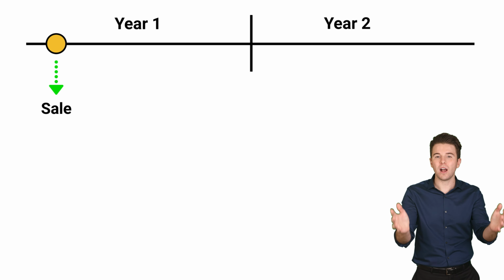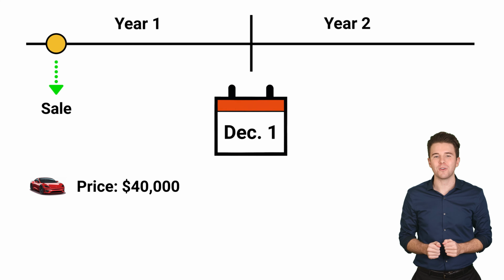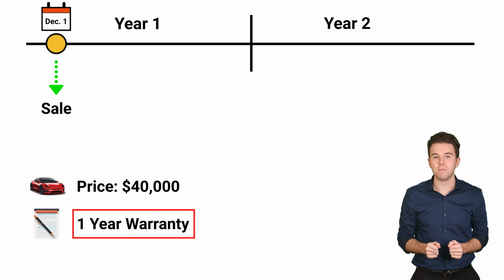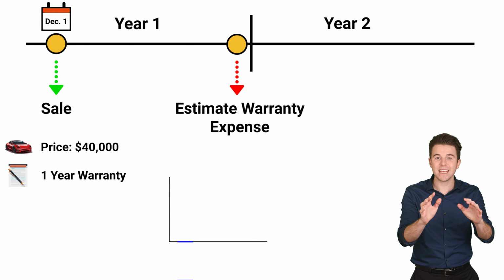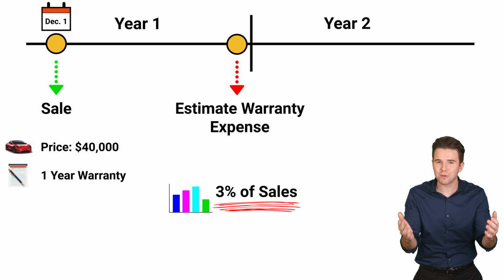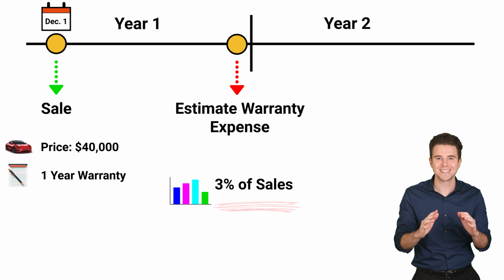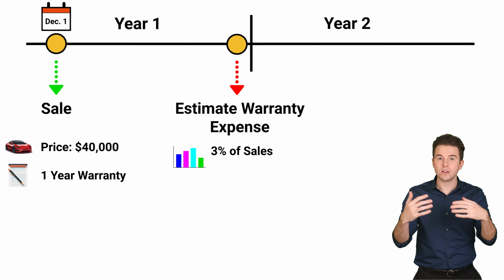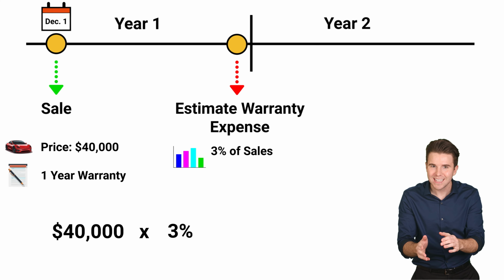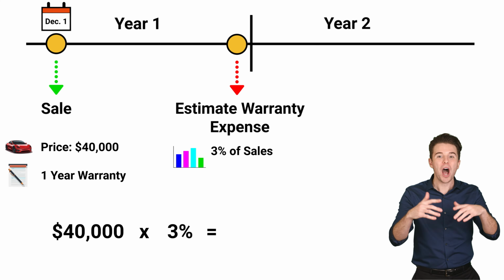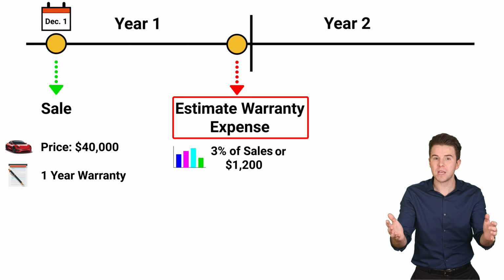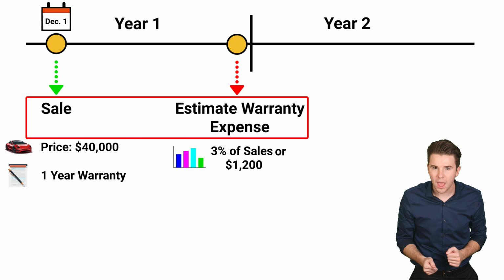So let's assume we sell a car for $40,000 on December 1st, with a 1-year warranty or a 12,000-mile warranty covering parts. And based on analytics of the cost and likelihood of repairs, we estimate warranty expense to be 3% of the car's selling price. Therefore, in this case, we take the car's selling price of $40,000 and multiply it by 3% to estimate warranty expense of $1,200.